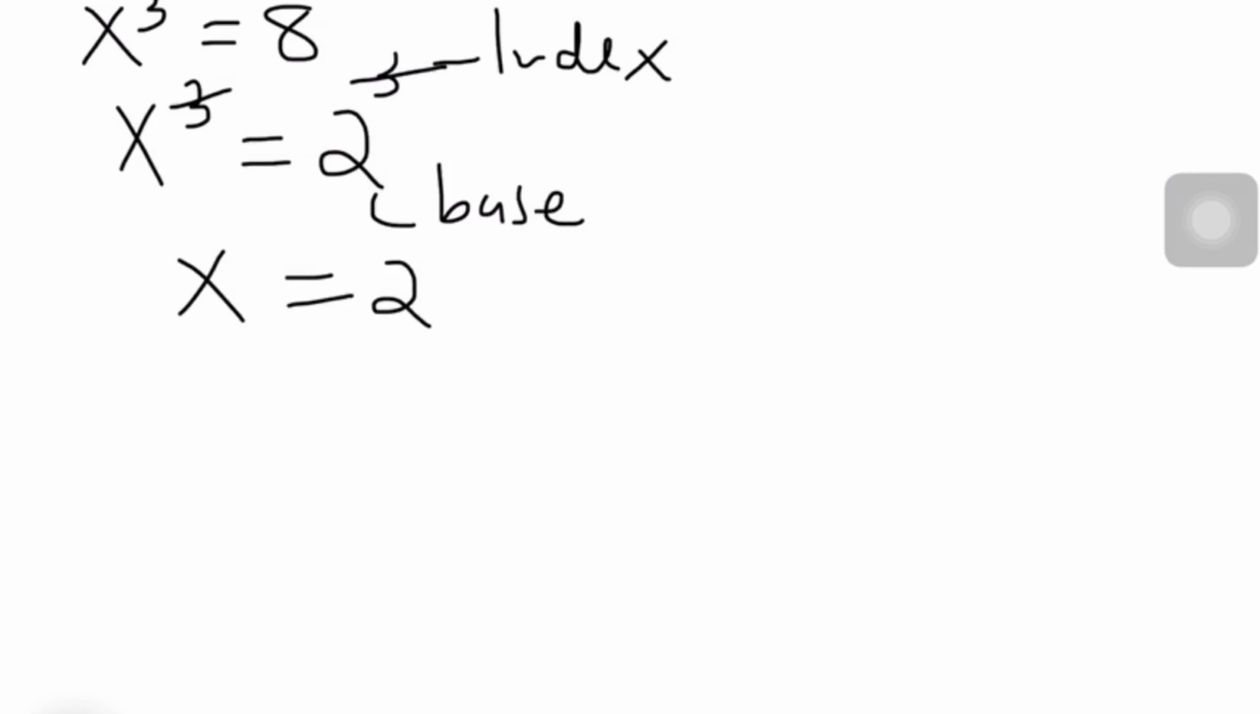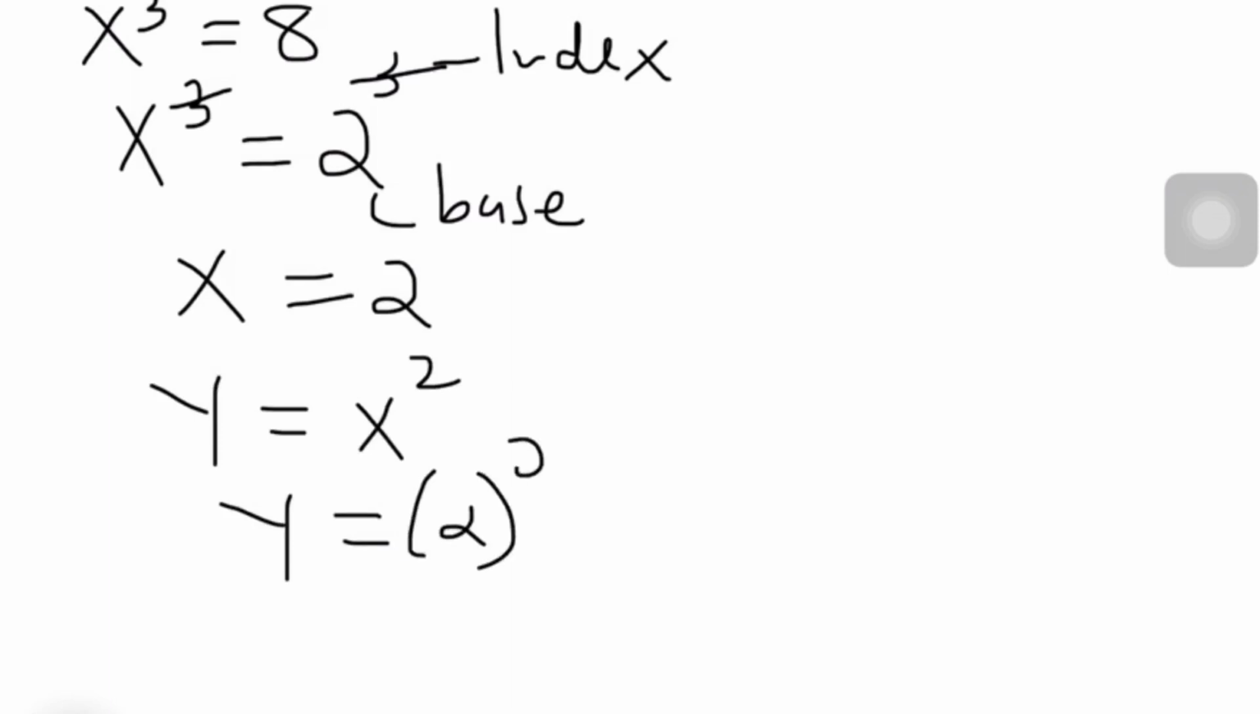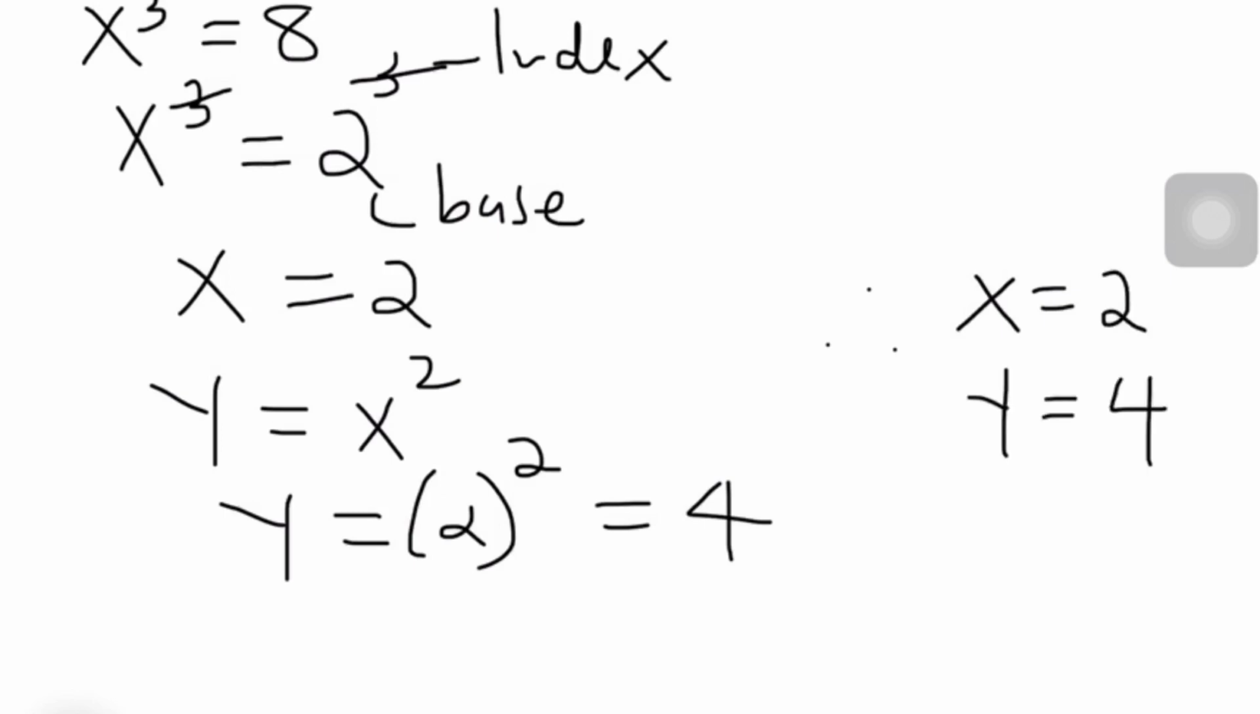Let's look for the value of y. We know that y is equal to x squared. And therefore our value of y should be y is equal to 2 squared, which is the value of x squared. This is equal to 4. Therefore, we have now our two values, whereby x is equal to 2, while y is equal to 4. And you are done with example number 1.